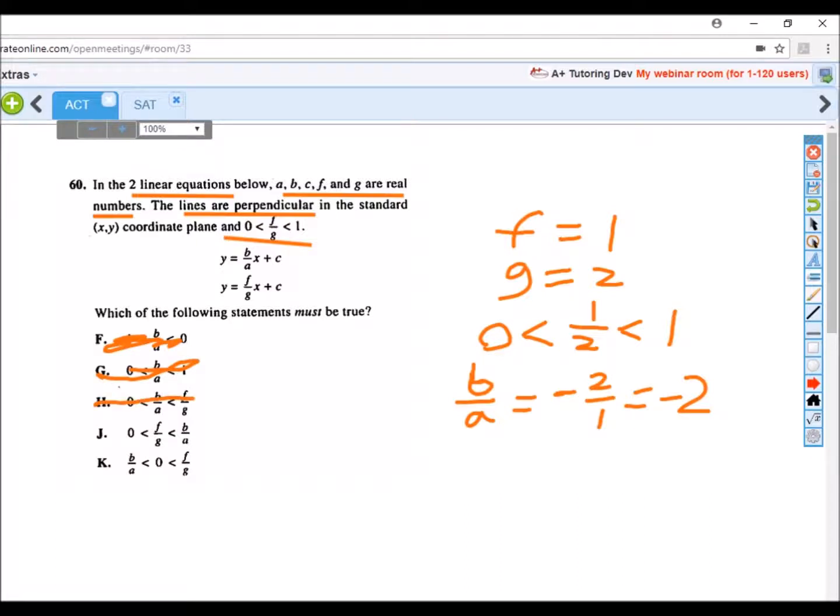And then looking at J, that's already a given there. 0 is definitely greater than negative 2 here. So, using process of elimination, that gives us one answer left. b over a is less than 0, which is less than f over g.